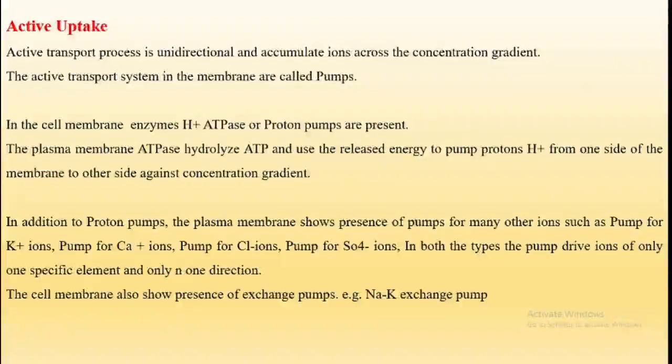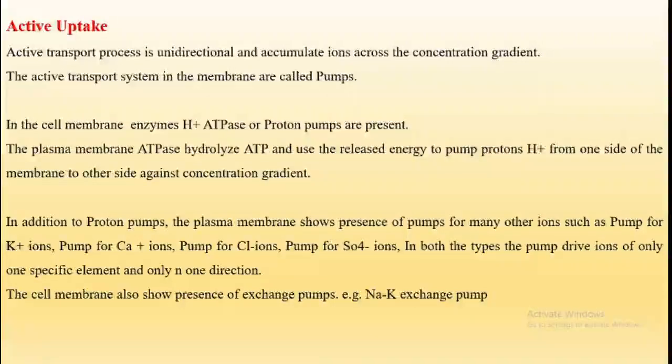Now we will see the second type, active uptake. Active transport process is unidirectional and accumulates ions across the concentration gradient. The active transport systems in the membranes are called pumps. In the cell membrane, the enzyme H plus ATPase, or proton pumps, are present. The plasma membrane ATPase hydrolyzes ATP and uses the released energy to pump protons from one side of the membrane to the other side against concentration gradient.